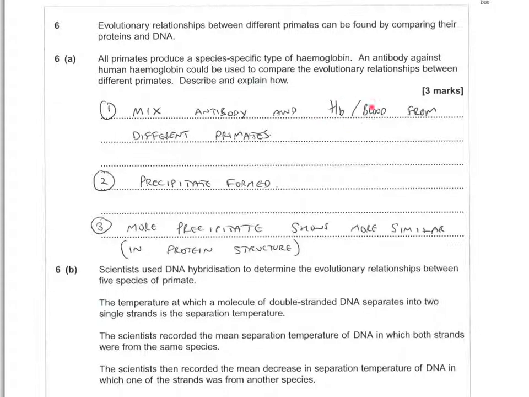So this hemoglobin will contain antigens. And the antigens will be slightly different shapes. So the theory is the closer related they are, the more binding you have between your antibody and the antigens on your hemoglobin. That binding of the antigen and the antibody creates a precipitate. So the more precipitate that's formed shows that the protein structure is more similar, so they're more closely related.